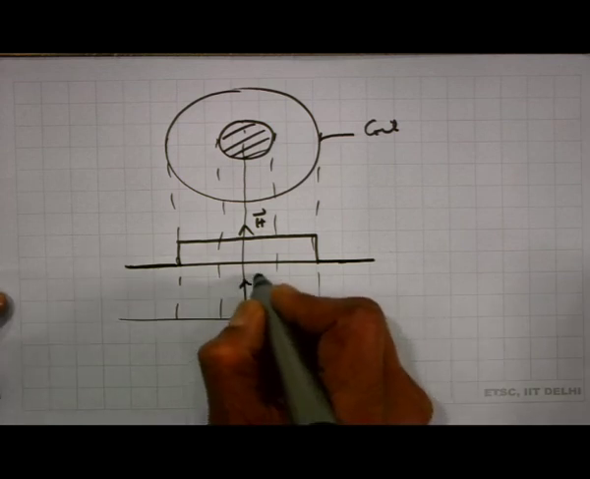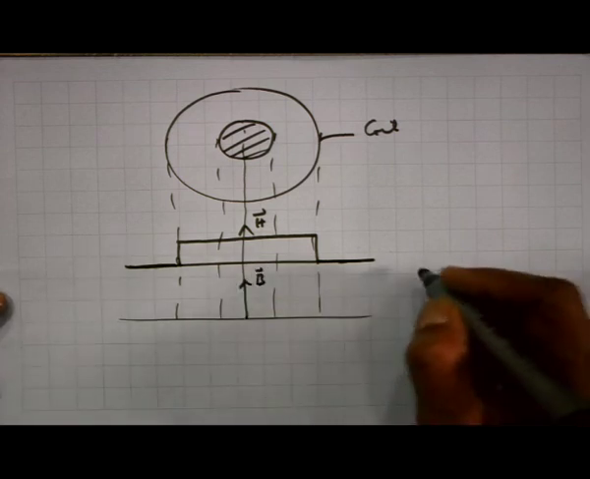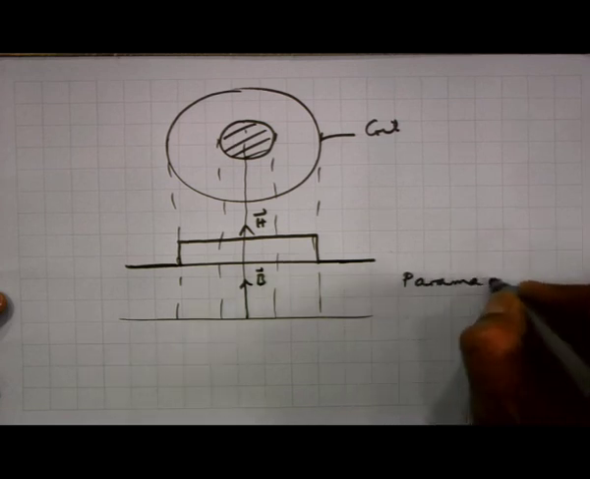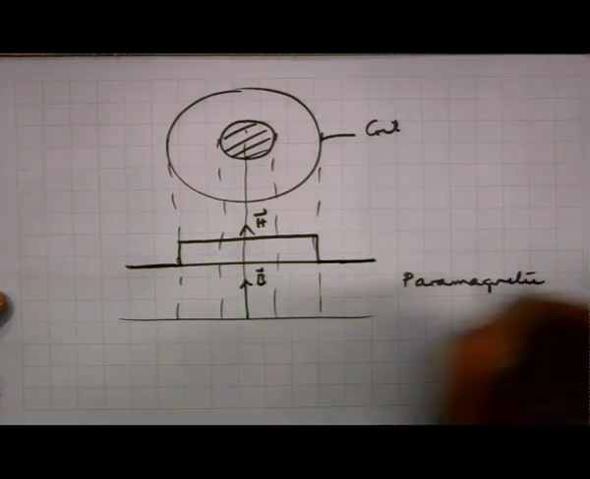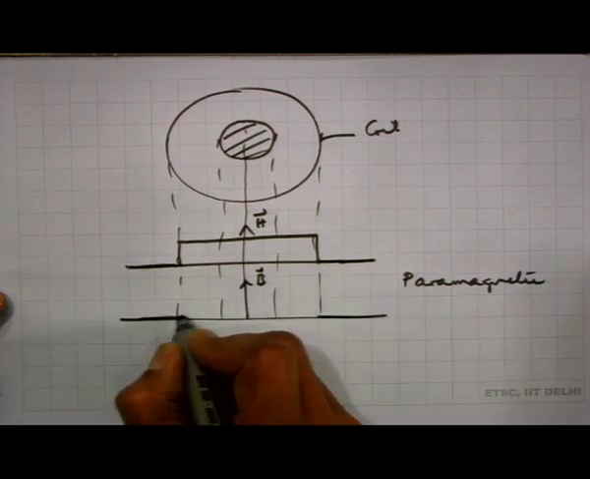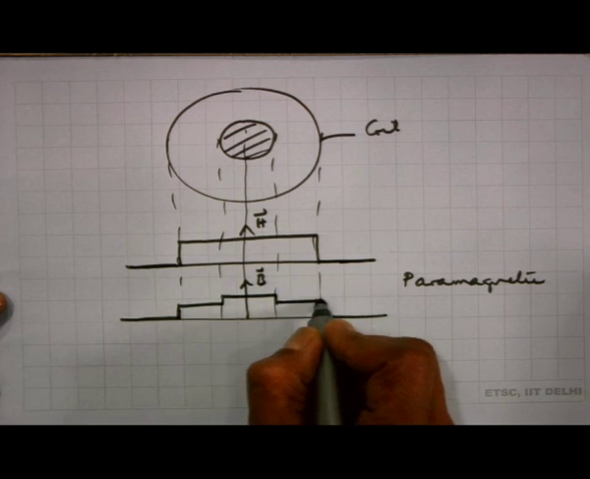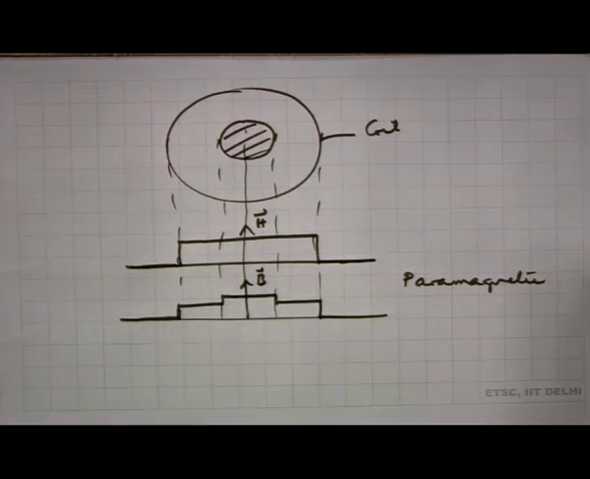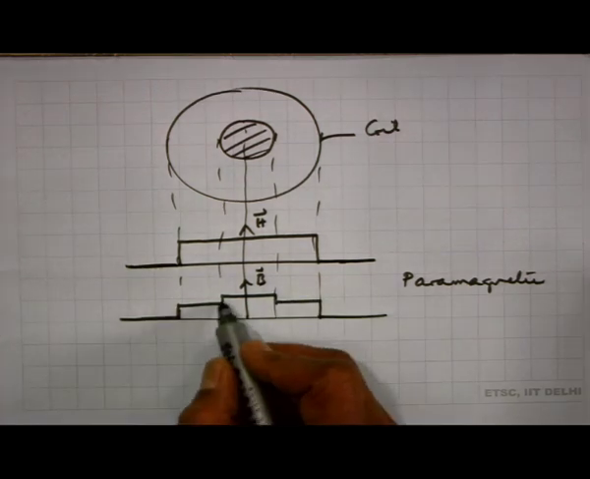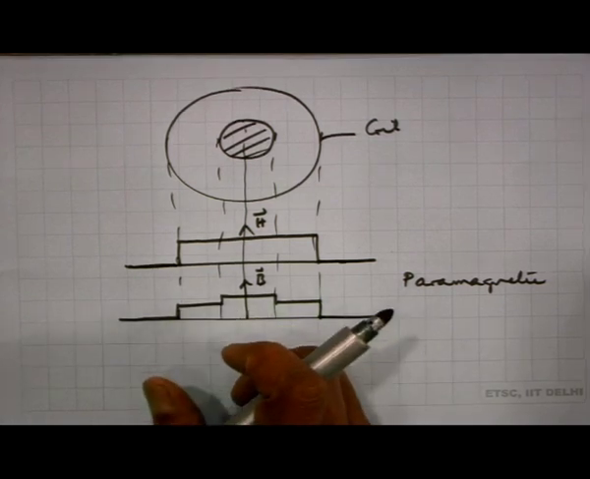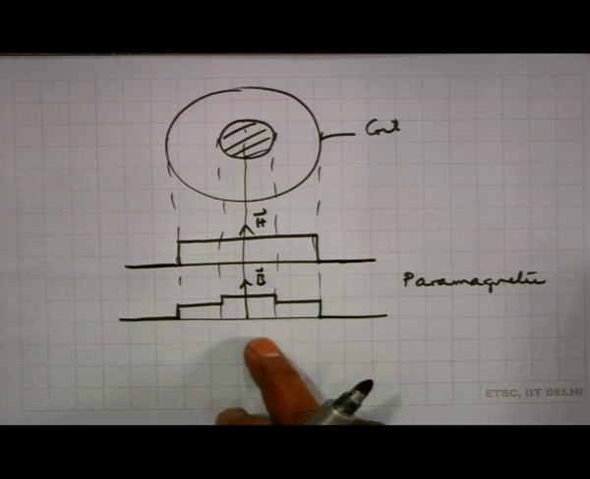And if I want to plot B, and if I assume it is paramagnetic, B is 0 outside, B is slightly increased inside compared to outside. So, B inside is slightly more than the B outside in a paramagnetic. In a diamagnetic, B inside will be slightly less than B outside. For a paramagnetic material, it is like this.